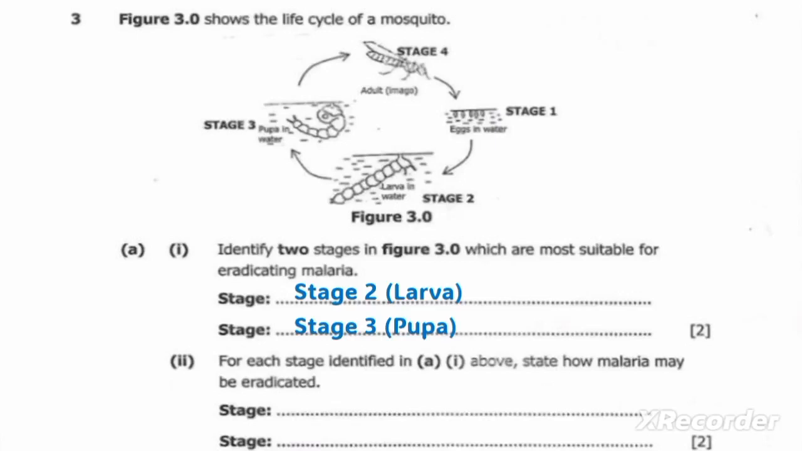The next question is question 3a, Roman numeral 2. The question reads, for each stage identified in A, Roman numeral 1 above, state how malaria may be eradicated. So we have identified 2 stages, stage 2 and stage 3. Now they want us to state or explain how malaria can be eradicated at stage 2.